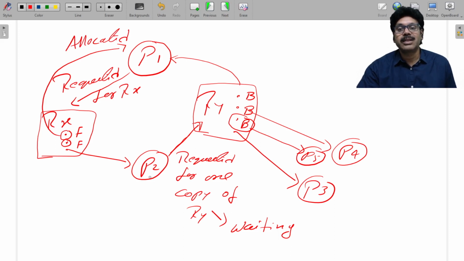But P2 is not like that. P2 got one resource of Rx, but it is waiting for Ry. So in this case, unless P4, P5, P3 and P1 complete, P2 cannot start its execution because it is requesting for Ry resource.